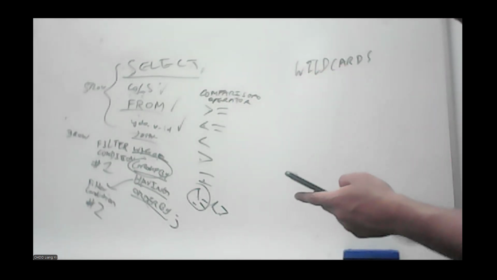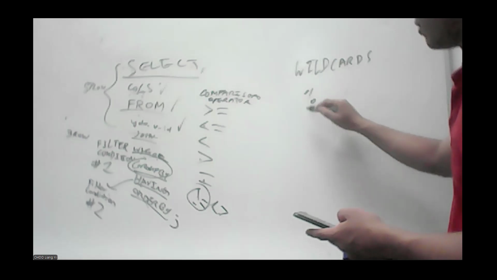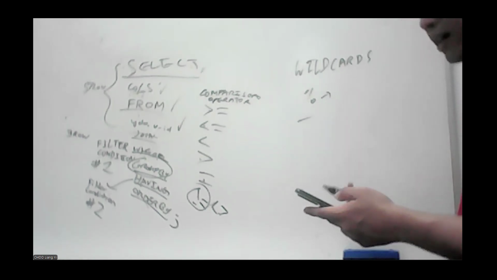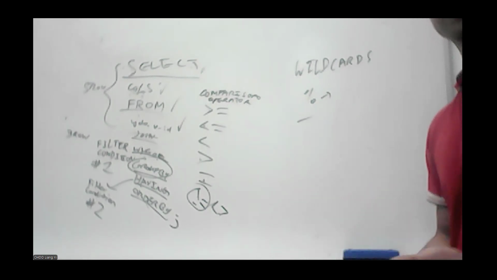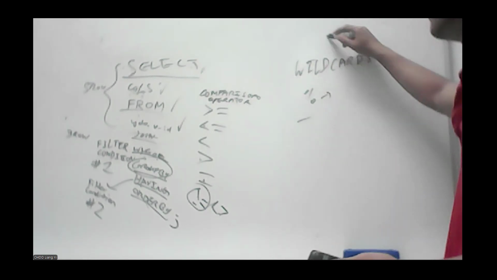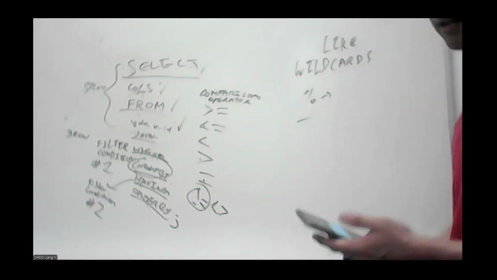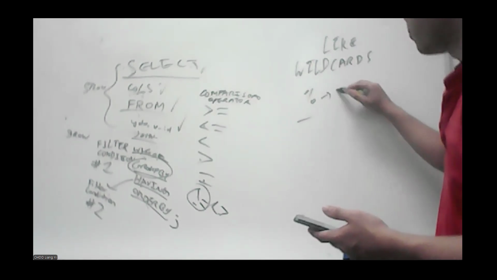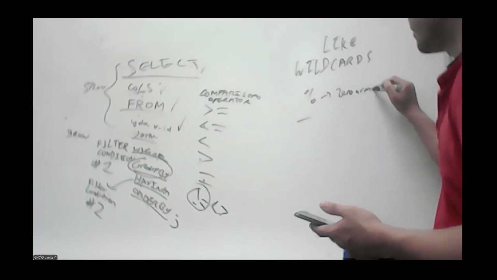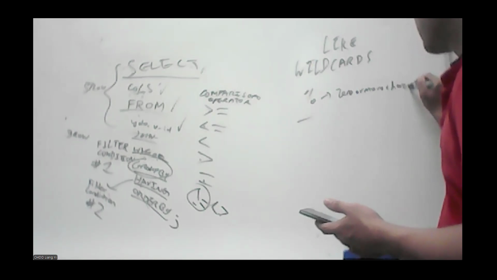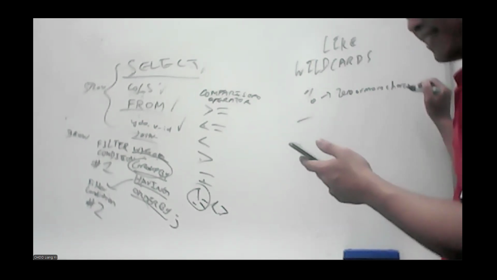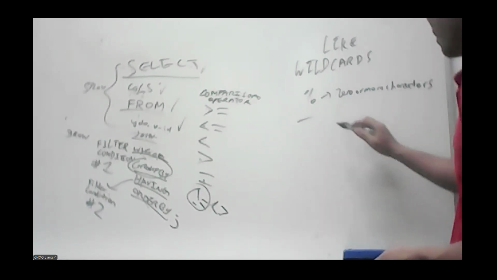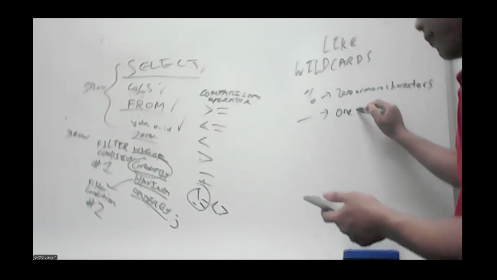Wildcard has two types: percentage and underscore. This percentage wildcard just means it's wild. Normally you pair wildcard with this keyword called like. So percentage represents 0 or more characters. What's the character? Actor. Then this one, the underscore, represents only one character.